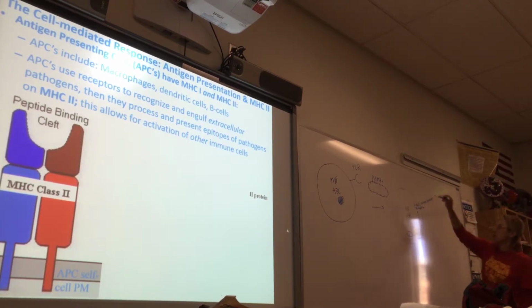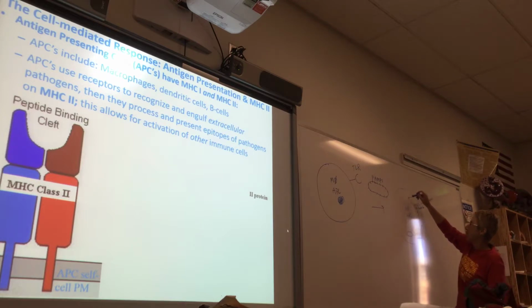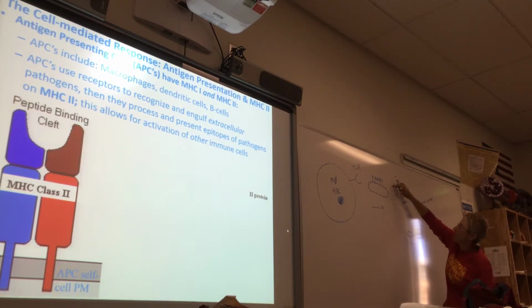So we'll take those chopped up pieces of the bacteria, however you look, it'll take those pieces and put them in an MHC2. Let's see, how do I want to draw that? There we go, that's good enough. So it'll take those pieces of chopped up bacteria, put them in the MHC2, and then MHC2 will be stuck out here in the plasma membrane with the piece of bacteria in it.